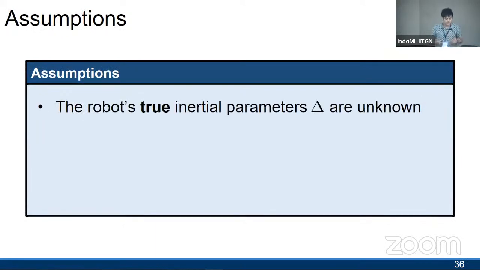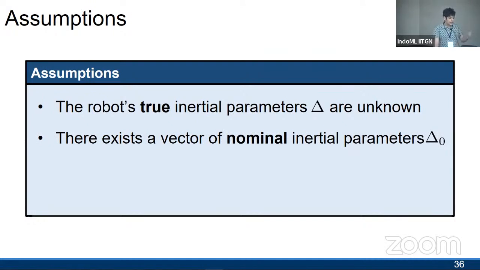So the first is that the robot's true inertial parameter is simply unknown to me. It's like this magic thing that lives over there. It's too difficult for me to estimate perfectly. In fact, what I will have some knowledge of is that there exist some nominal inertial parameters. This is my best estimate. I've spent a lot of time building this estimate, so I'm going to use it.